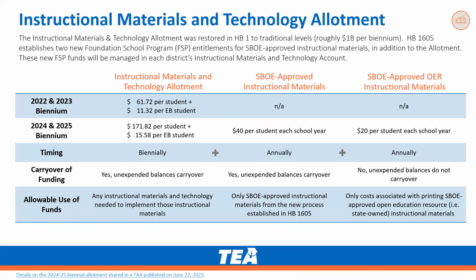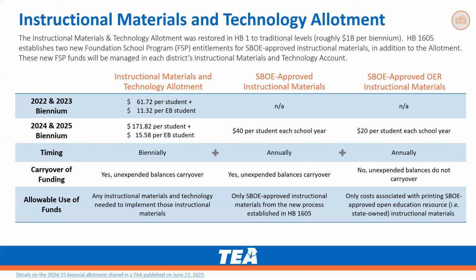Again, it's a dense slide, but essentially the instructional materials and technology allotment was restored to traditional levels, roughly $1 billion per biennium, as part of the General Appropriations Act for the 88th legislature. So when the Legislature set the budget this year, they returned that instructional materials and technology allotment back to its traditional level. It was much reduced the previous biennium because of ESSER funding and a mix of other factors. So that's been returned, which is great news.